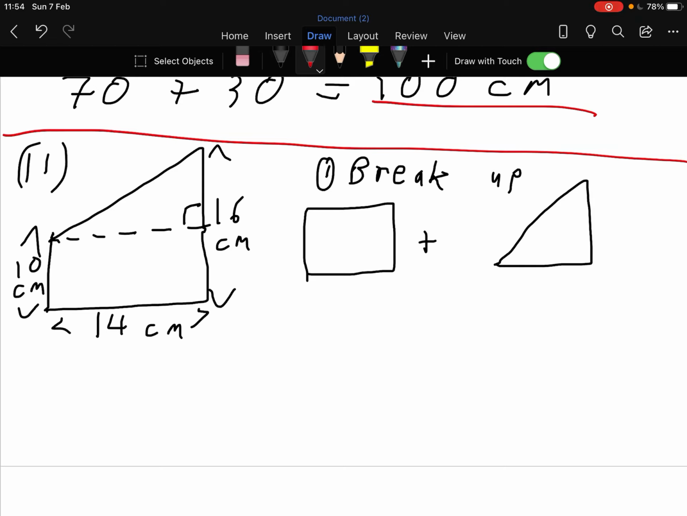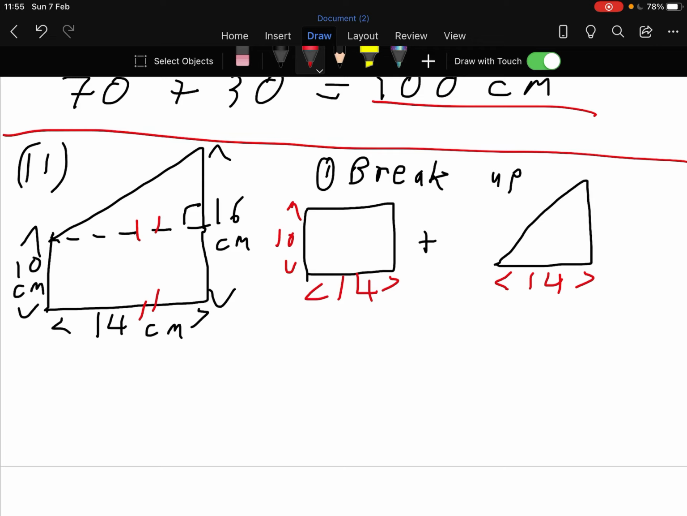Now let's put in our values. So the rectangle is easy enough. What's the length? It's 10. And what's the width? It's 14. Okay? And let me redraw that. 14 could be drawn a little bit better. 14. So let's look at our triangle. What's the base? Well, the base is the same, isn't it, as that. So that would also be 14. What's the height?